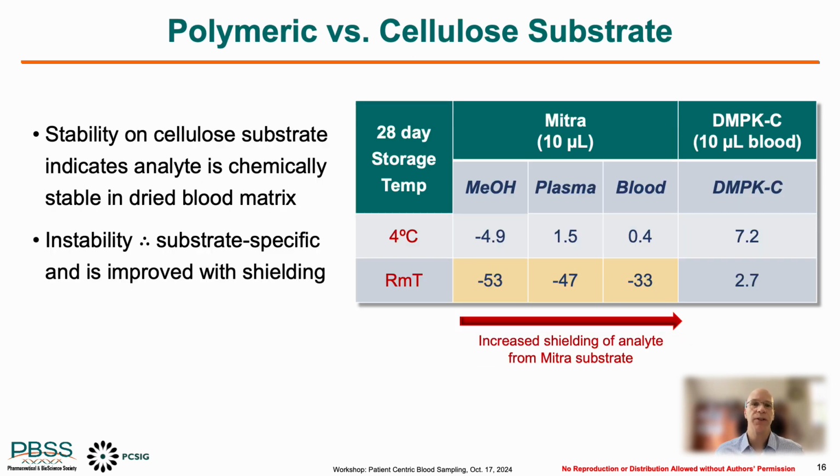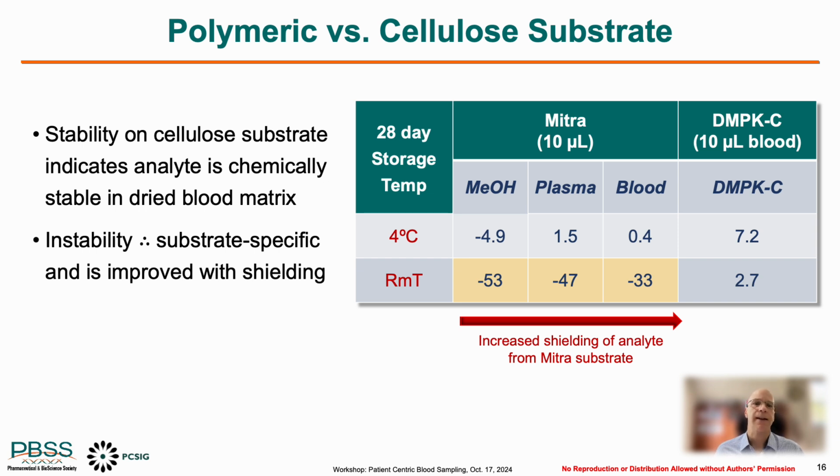So given the liquid stability results, one must question the sampling substrate, and therefore we repeated our 28-day experiment at room temperature and 4 degrees C on DMPK-C, which is an untreated cellulose substrate. And I'm just simplifying the results table here with data from high concentration stability QCs. And as observed, stability was achieved on the DMPK-C substrate at both room temperature and 4 degrees C.